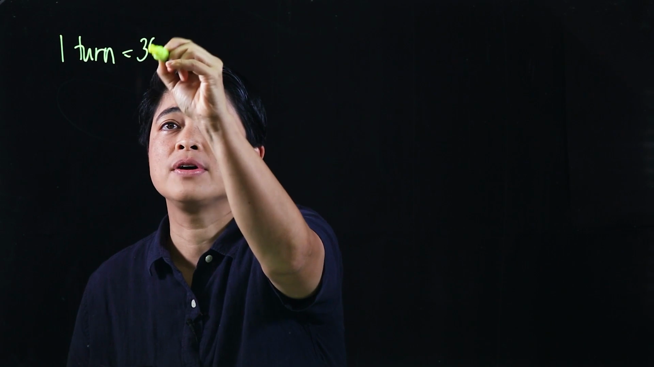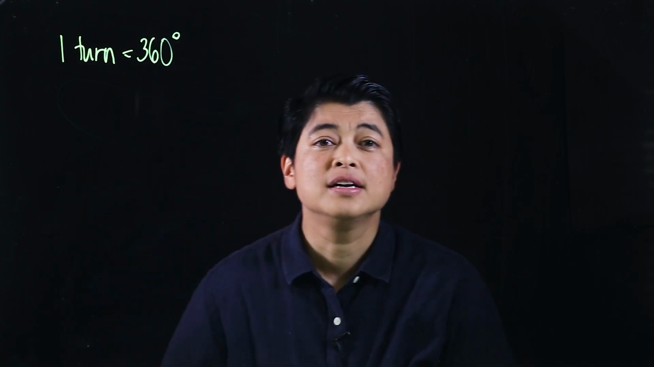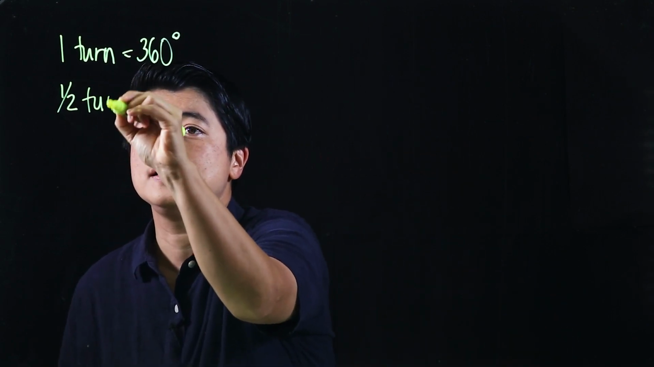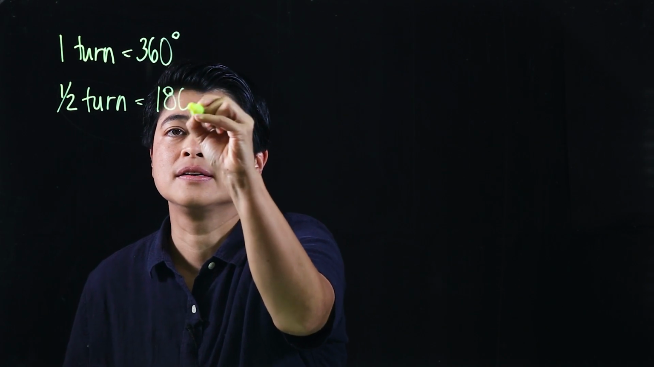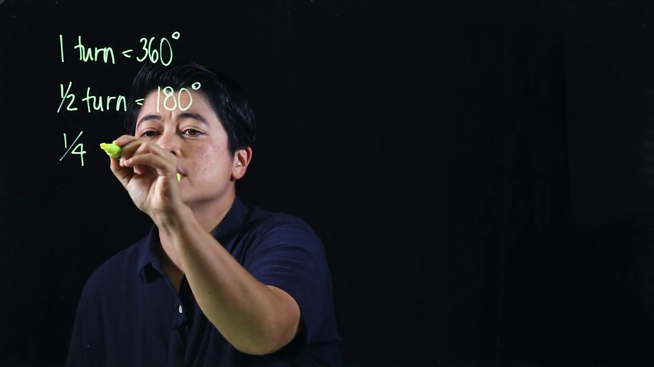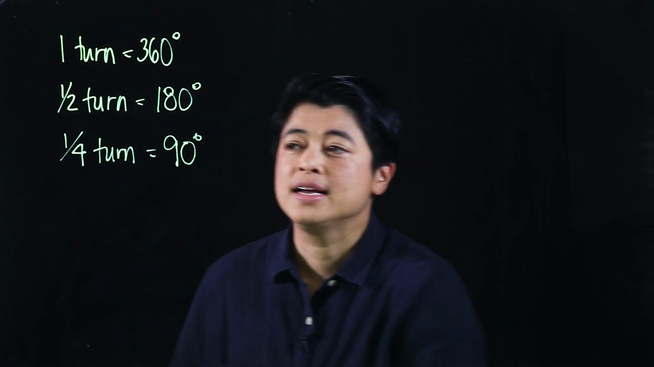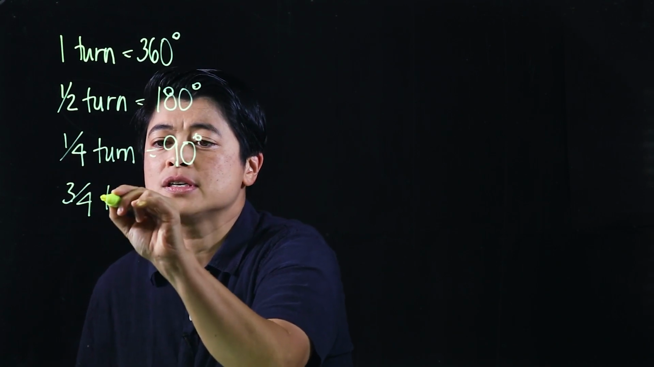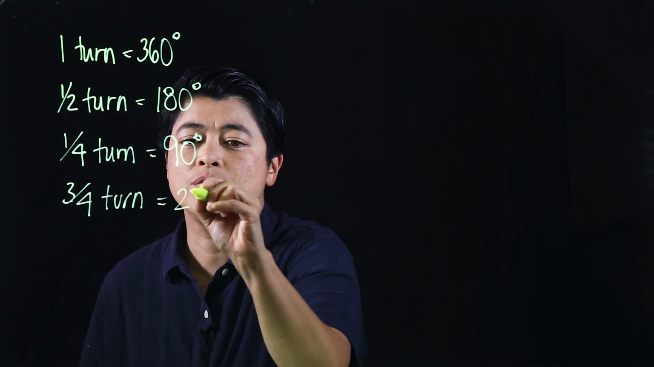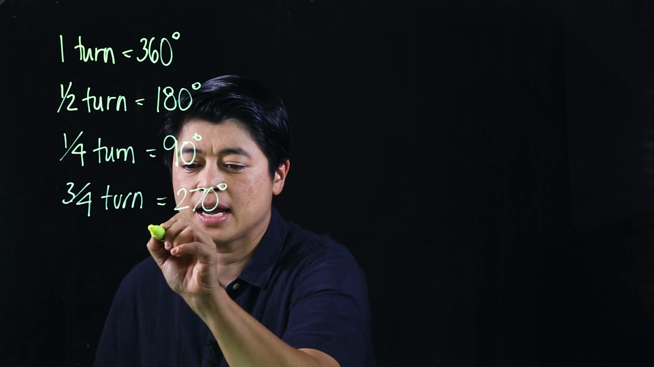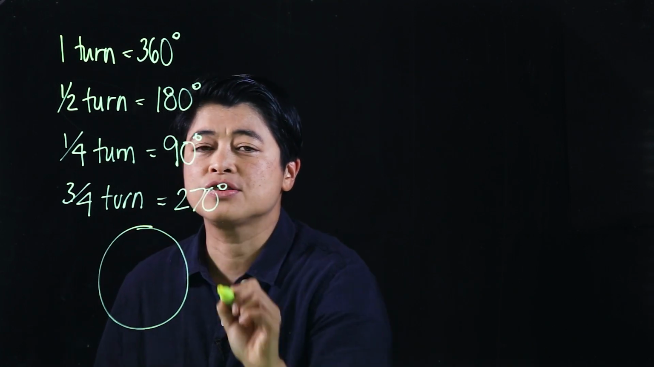One turn is 360 degrees. So one turn equals 360 degrees, which means half a turn is 180 degrees, a quarter of a turn is 90 degrees, and 3/4 of a turn is 270 degrees. So if we look at this again, this is your circle, that's 360 degrees.